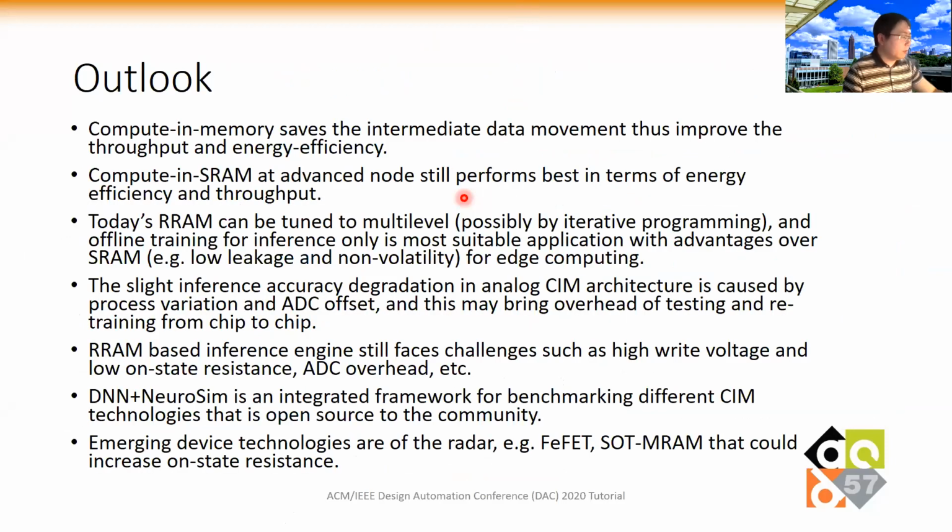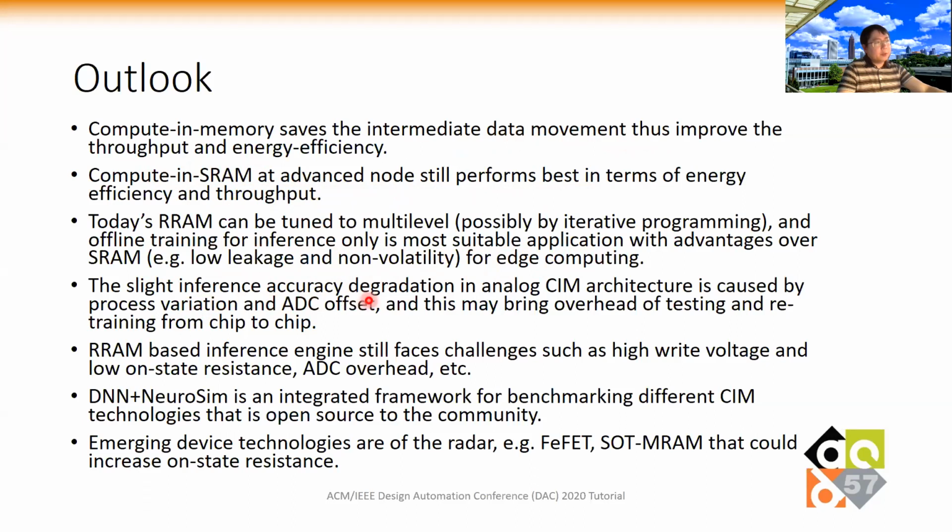Okay, so finally I will summarize. And as you see that the computing memory saves the intermediate data movement, thus improves the energy efficiency and throughput. And computing in SRAM at advanced node, for example, 5 nanometers, still performs the best. Today's RRAM can be tuned into multi-level space, possibly by iterative programming. And we believe that offline inference is still the most suitable application, with advantage over SRAM in terms of the leakage.